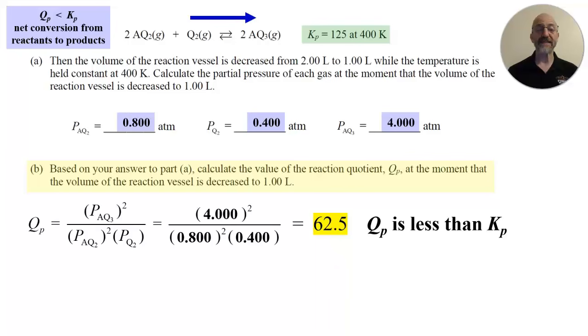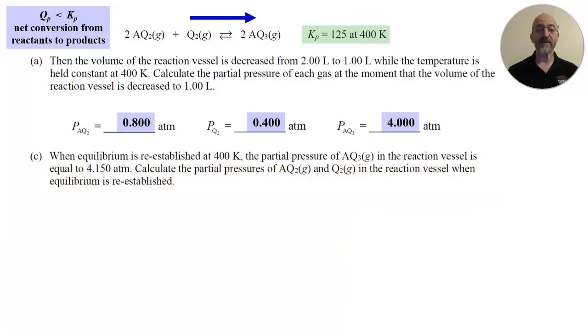Now let's move on to part C of question 6. In part C, it says that when equilibrium is reestablished at 400 Kelvin, the partial pressure of substance AQ3 in the reaction vessel is not 4 atmospheres, it's actually 4.15 atmospheres. So that would be verification that there was additional product formed and there was a net conversion from reactants to products, or from left to right. So just like we saw earlier in this lesson, to calculate the partial pressures of the other 2 gases in the reaction vessel, this would be a good strategy to create a so-called rice table.